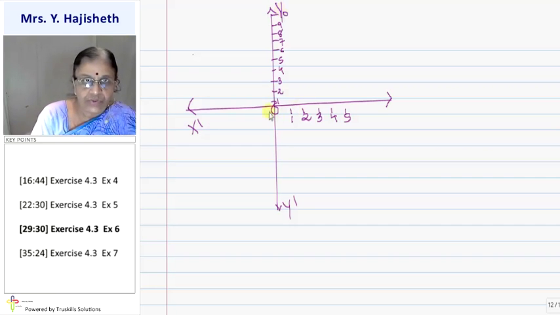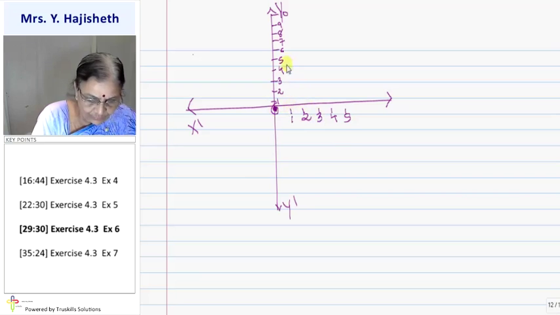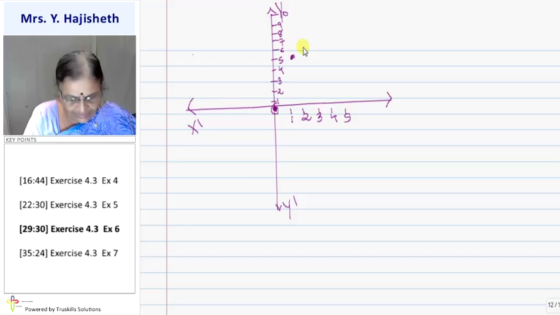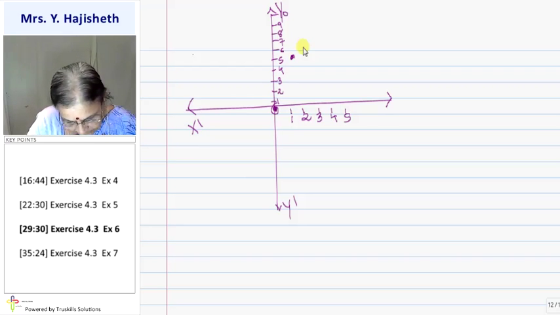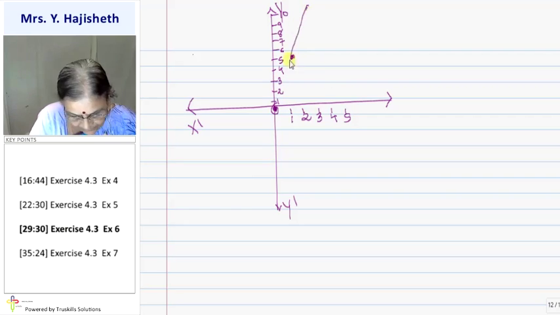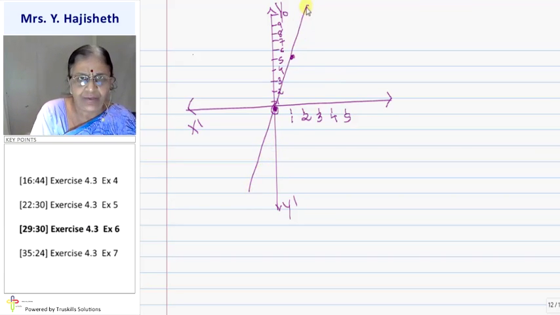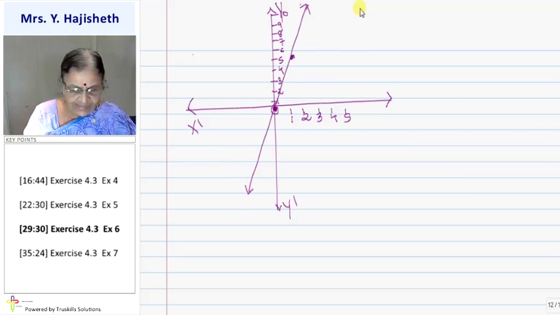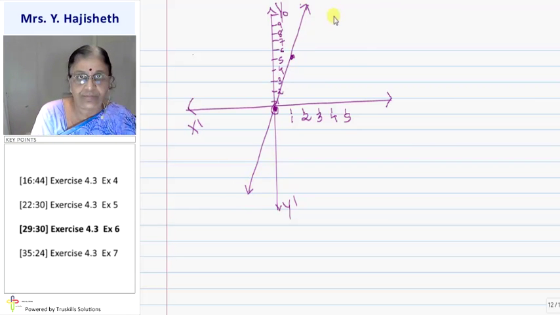Now the 2 solutions are, one is 0, 0. This is one of the points, and the other is 1, 5. So 1 and 5, it is somewhere here. So join them. I got this graph. This is my graph of y is 5x.